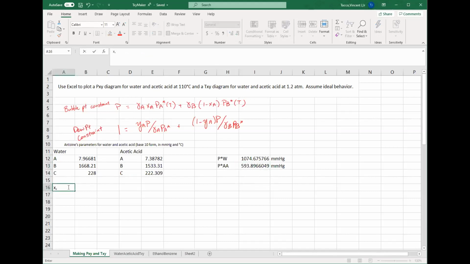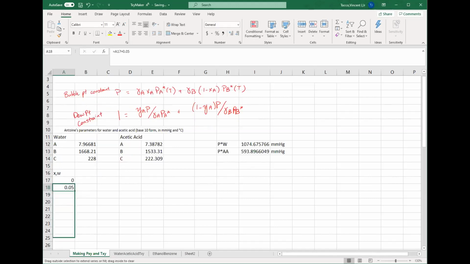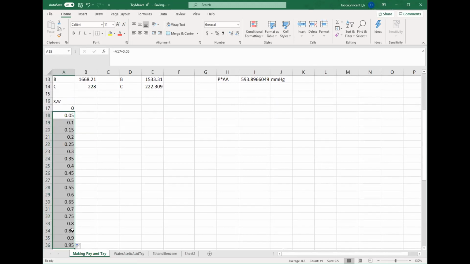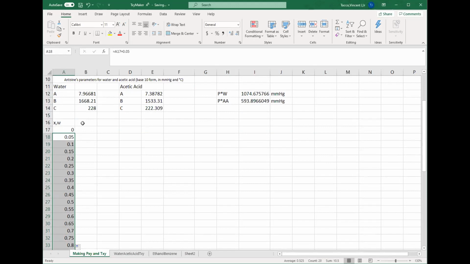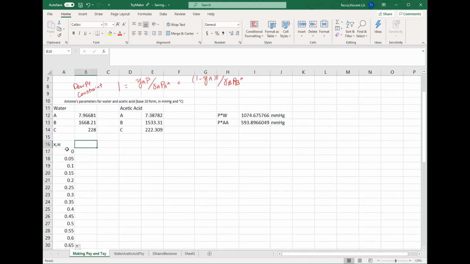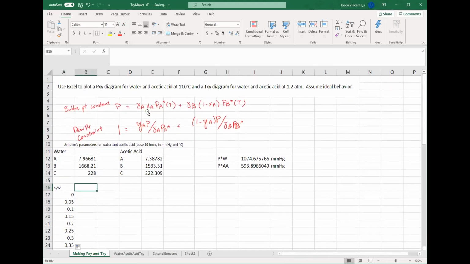So I'm going to make a column in Excel for the mole fraction in the liquid phase of water. And I'm going to set a range of x's. I'm going to start at 0, and I'm just going to add 0.05 every time until I reach 1. So I'm going to do the entire range of x's from 0 to 1, so all compositions of water and acetic acid. Now that my x is set, I can now solve for P.